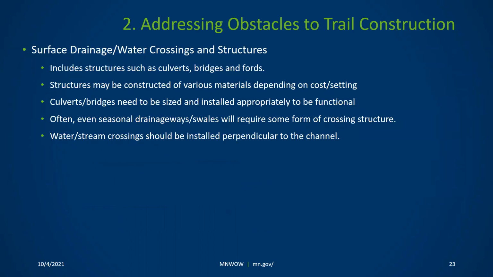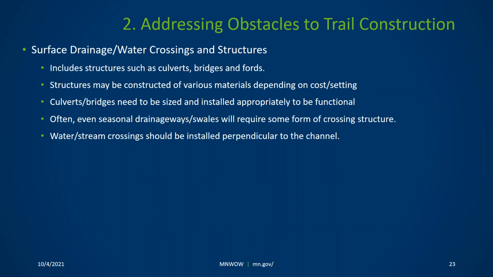Looking at some water crossing structures, water crossings are going to be another obstacle. Generally, we can use culverts, bridges, fords, and structures of various materials. Cost-wise, they can get pretty expensive. Culverts and bridges need to be sized and installed appropriately. If they're not functional due to poor installation, they're likely going to fail. They're going to be a maintenance nightmare, and eventually they're probably going to allow that trail to wash out.